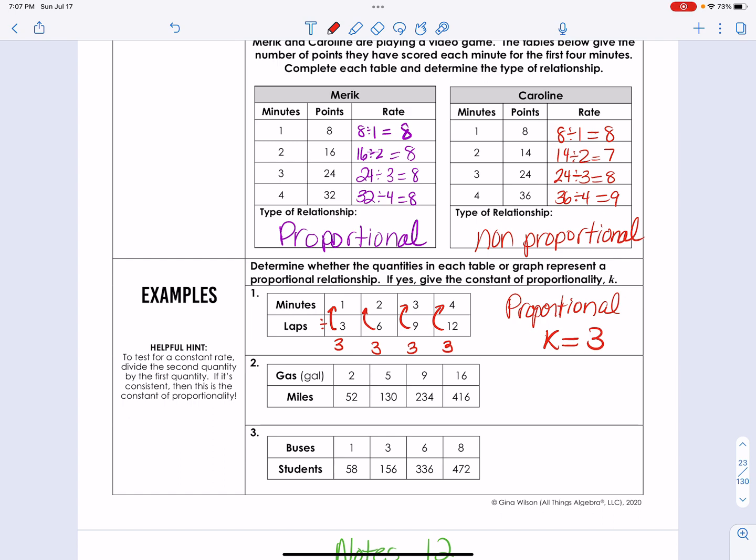We have been doing these with rates. So 52 divided by 2 is 26. 130 divided by 5 is 26. You can use a calculator. 234 divided by 9 is 26. 416 divided by 16 is 26. So this is proportional, and k is equal to 26.